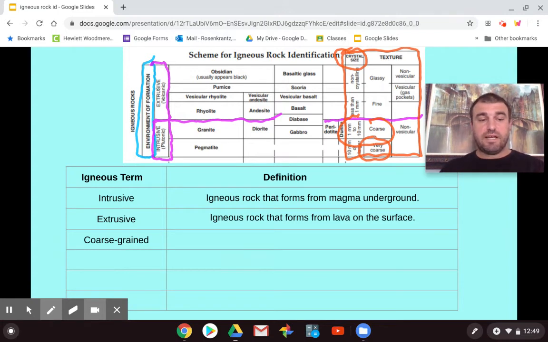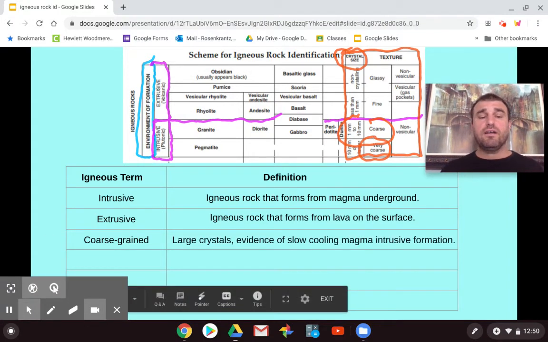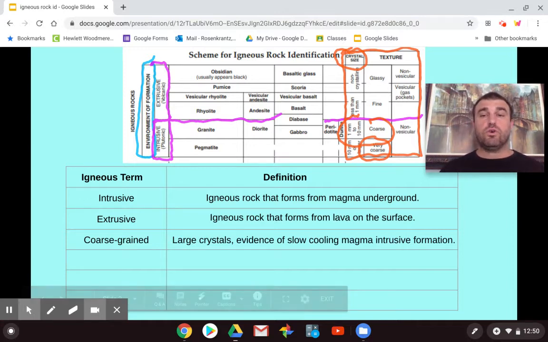let me just flip back to the mouse. A coarse-grained rock means large crystals, and it's evidence of slow cooling magma. As long as the crystals are large enough to be seen by the naked eye, that means that rock formed deep underground. The reason we believe that is because the magma had time to cool, which means the crystals had time to grow. Therefore, they're going to be large.